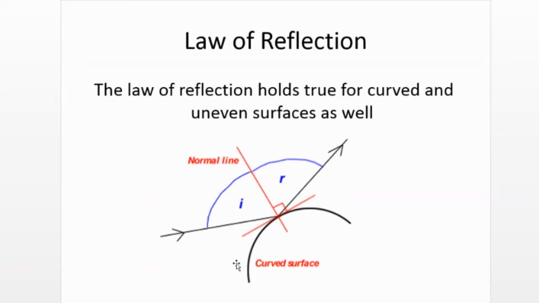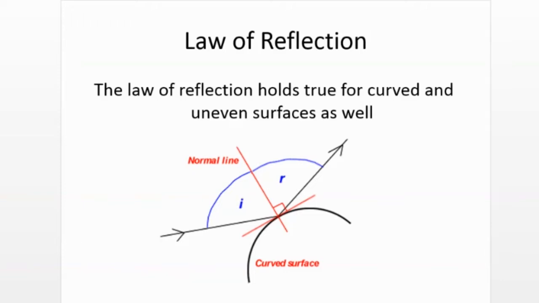The law of reflection holds true for curved and uneven surfaces as well. Let's take, for example, this curved surface. How do you measure a normal to a curved surface? Well, of course, we draw a tangent line at the point where the ray is striking the surface, and now the normal is perpendicular to the tangent, and we can measure the incident angle and the reflected angle, and the law of reflection still holds true that the angle of incidence is equal to the angle of reflection.